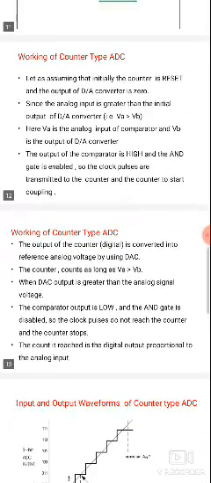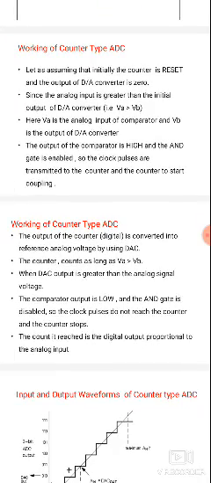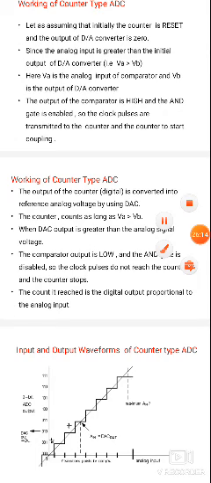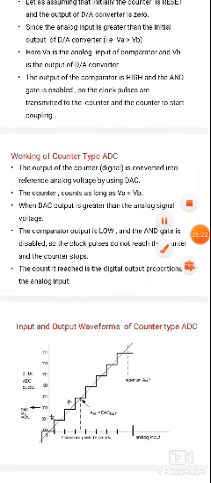Next, the output of the counter is digital, and it is converted into a reference analog voltage by the DAC. So the digital value depends on the reference analog voltage from the digital to analog converter. The counter counts as long as VA is greater than VB.